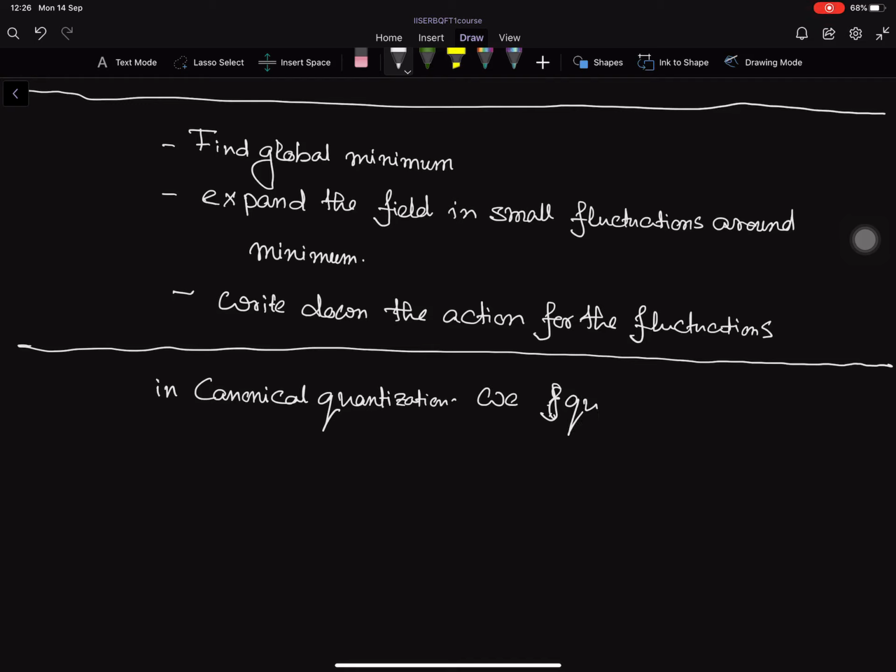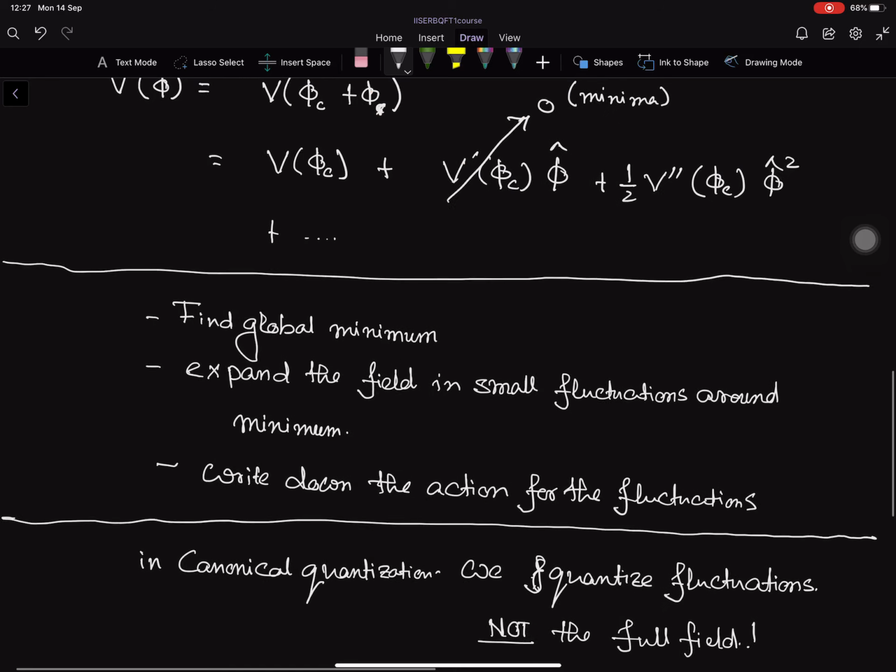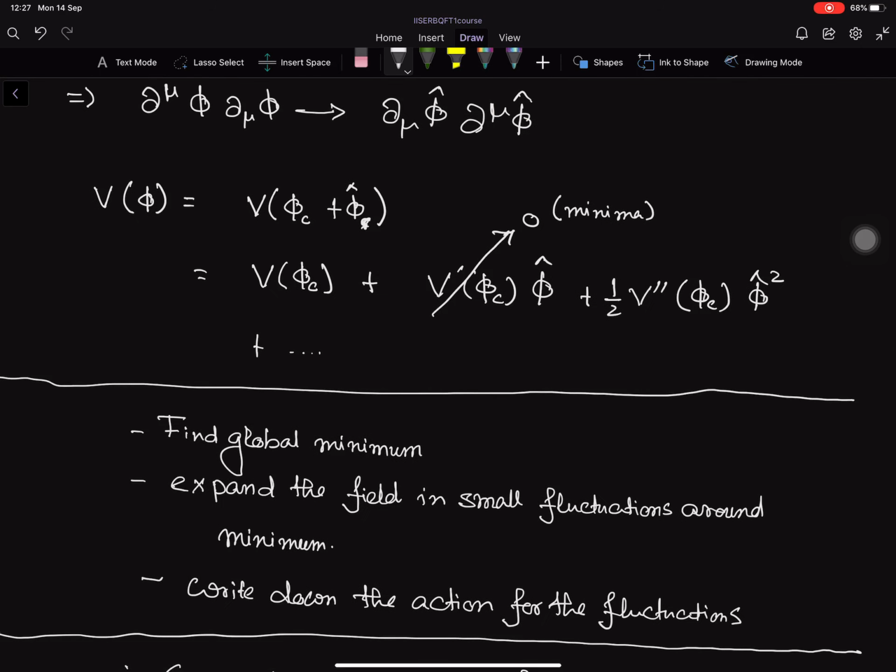We quantize fluctuations, not the full field. You should remember that in canonical quantization, this is what we do. When you go to the path integral formalism, this statement will change a bit, but in canonical quantization, that's what we do. So we saw that here the potential term usually has a quadratic piece and then a cubic piece and then a quartic piece.